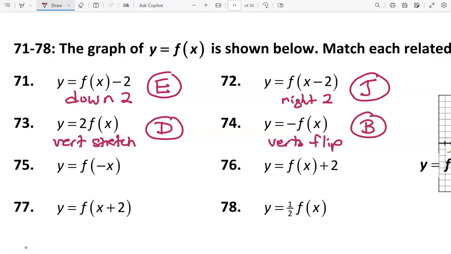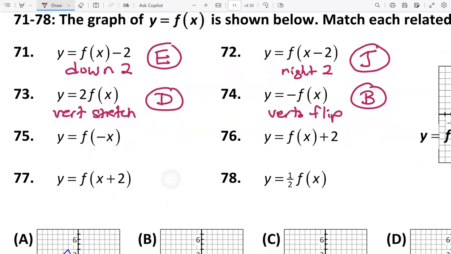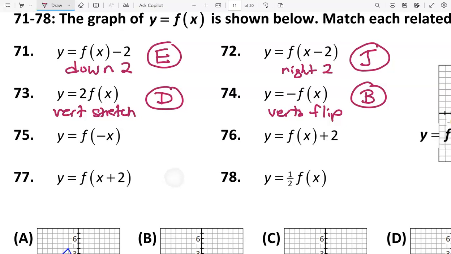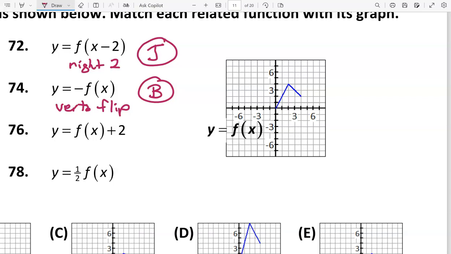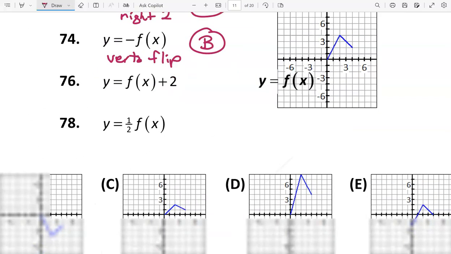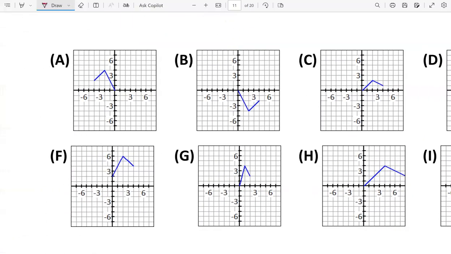For number 75, we have y equals f of -x. We have another -1 multiplication, but this time it's happening to the input. And remember, input transformations are inverse operations. However, dividing by -1 and multiplying by -1 achieve the same thing. So this is also a flip, and this time it is a horizontal flip. So let's take a look at our original graph, and let's pick the one that has flipped horizontally, which means that it's reflected over the y-axis. So that would be choice A.